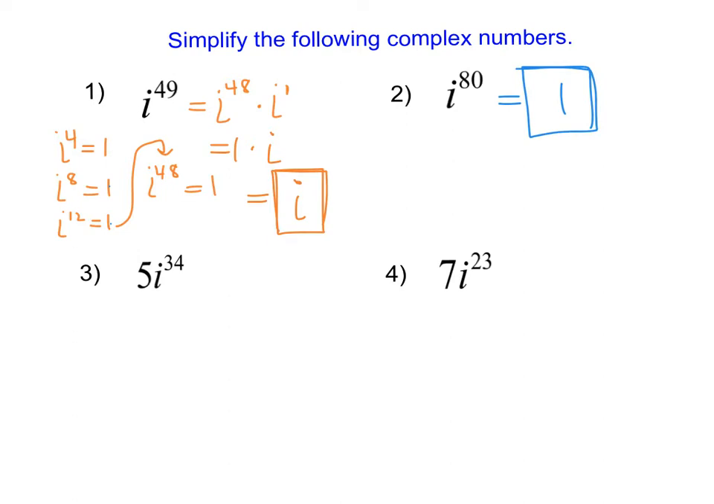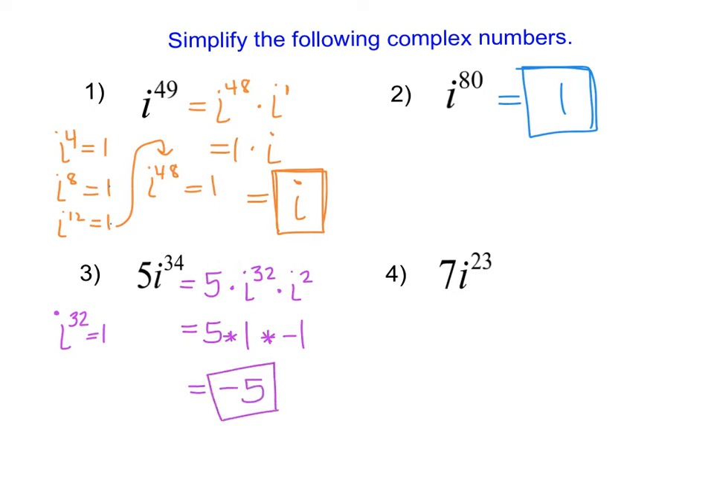Then if we look at the example down below, we have 5 times i to the power of 34. Remember, i to any power that is divisible by 4 is just 1. So this becomes i to the power of 32, that is divisible by 4, I know is equal to 1. So I can really rewrite this problem as 5 times i to the power of 32 times i to the power of 2. So that becomes 5 times, well, i to the power of 32 is 1, times i squared, I know can be rewritten as negative 1. So I have 5 times 1 times negative 1, which becomes a negative 5.